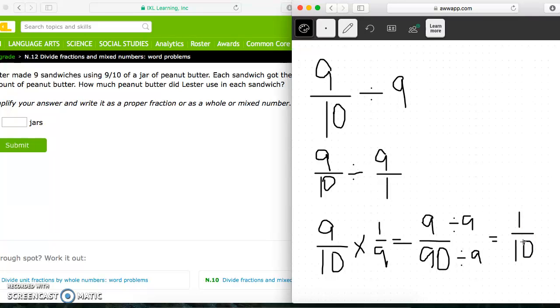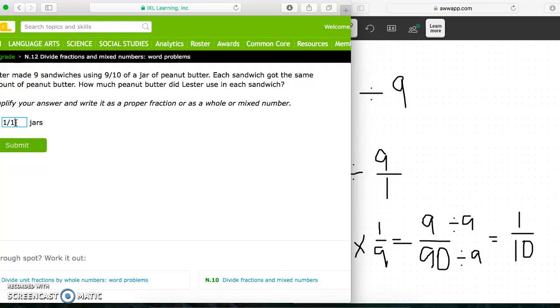So I have to think to myself, does that make sense? If in total he's using 9/10 of a jar of peanut butter and he's splitting it up among 9 sandwiches, does it make sense that he would use a very small amount for each sandwich? And in this case, it does. I definitely should not be getting an answer that's bigger than 9/10 because it would be impossible for me to use more than he had. So this answer does make sense. So I'm going to submit it.